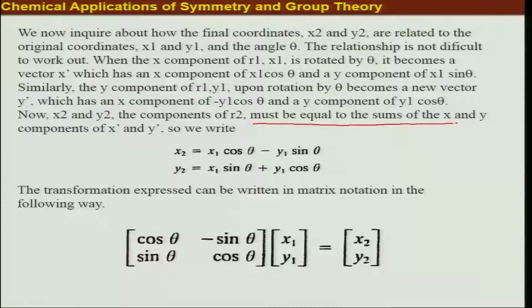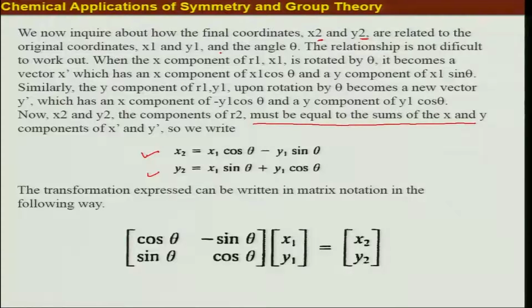Now x2 and y2, the components of r2, which is the new vector, must be equal to, this is very important, right? This must be equal to the sum of the x and y components of this x prime and y prime. So thereby we can write these two equations that are given here, equation 1 and equation 2. Here one thing I will mention, all these 2's are supposed to be subscripts. For some reason it's coming out as such. So you can correct this and write x subscript 1 or y subscript 1, but that will not make any change to the context at all.